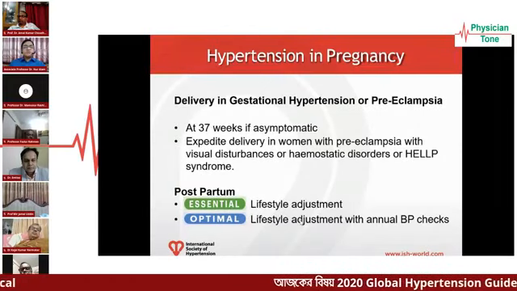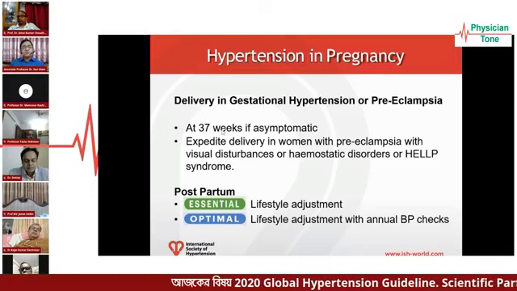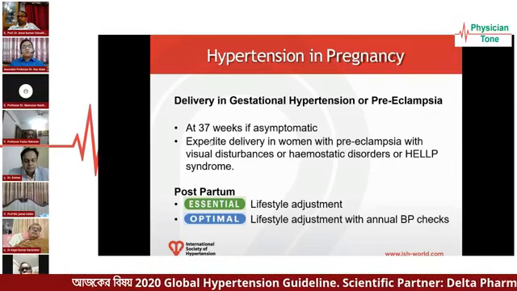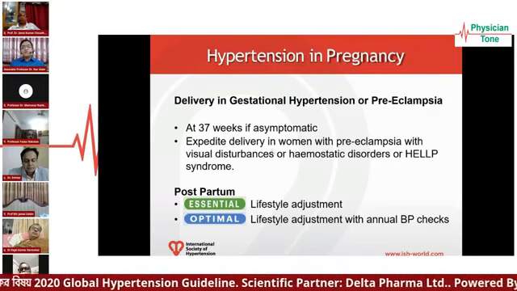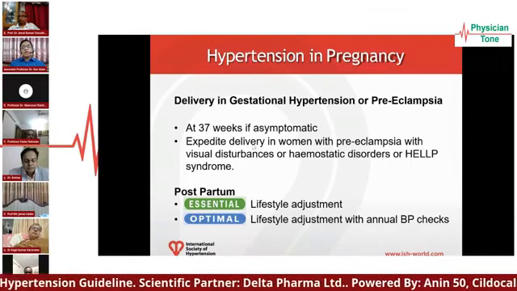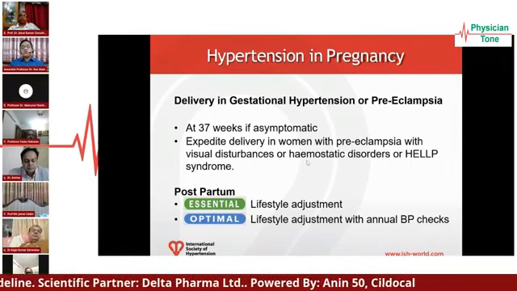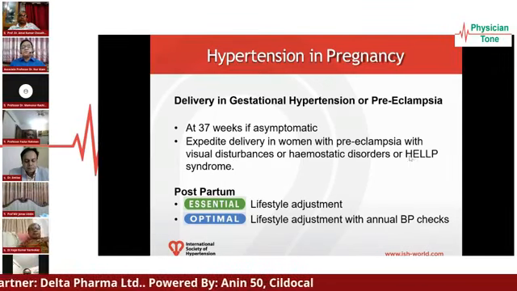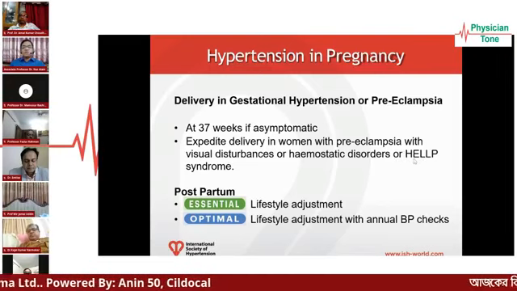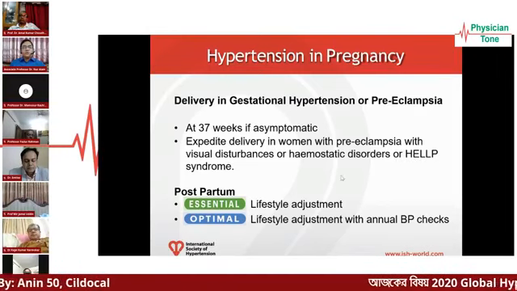Delivery in gestational hypertension is at 37 weeks if asymptomatic, but delivery could be earlier if there is a complication like a hemostatic disorder or HELLP syndrome. HELLP syndrome means hemolysis, elevated liver enzymes, and low platelet count.